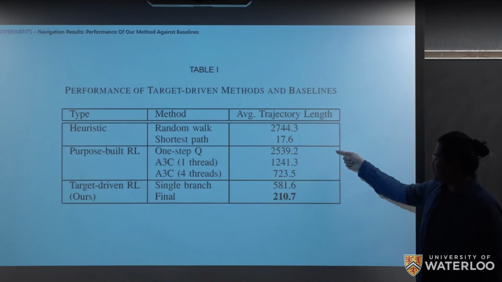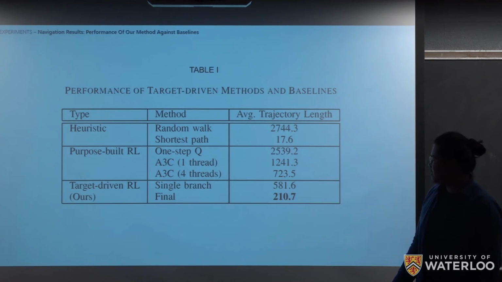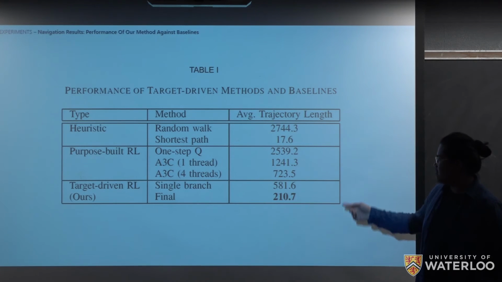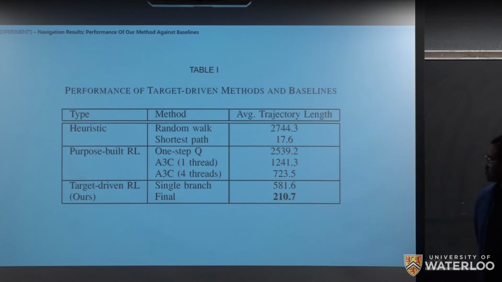You can see that deep Q networks don't really perform well, as there's very little improvement compared to a random walk. Actor-critic methods do a bit better, but their method does really well compared to these other methods that use reinforcement learning. Their trajectory length is 210.7, and the best non-target-driven RL method they tried against was only 723. So they effectively cut the average trajectory length by a third using their method.